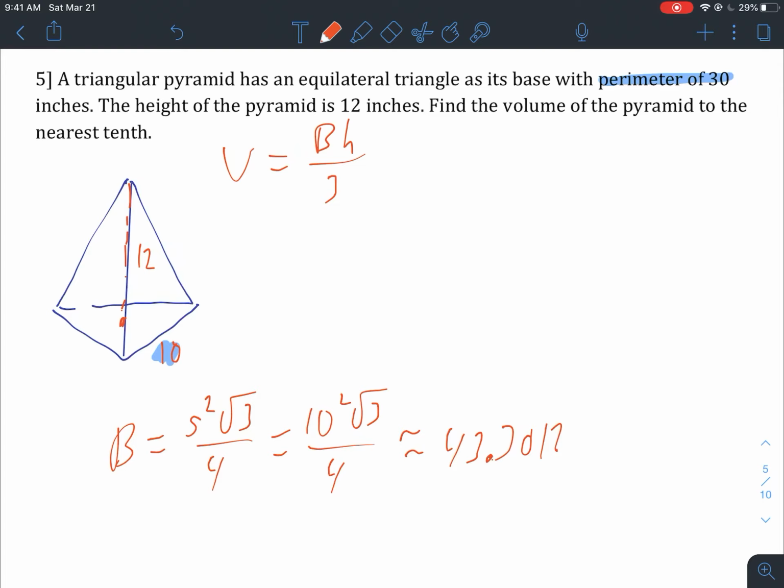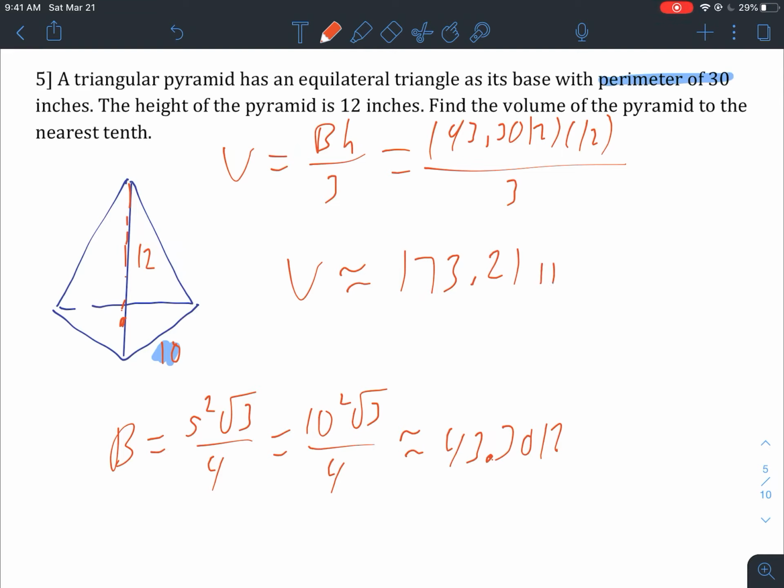Back up here to our volume formula. We get 43.3012. The height is 12. We got our final volume to be 173.21 cubic inches.